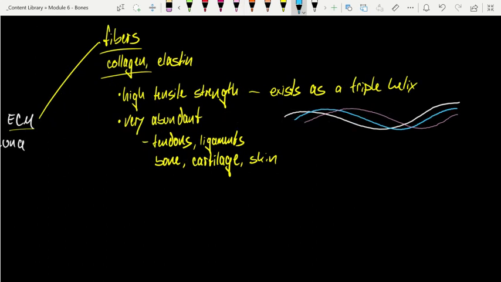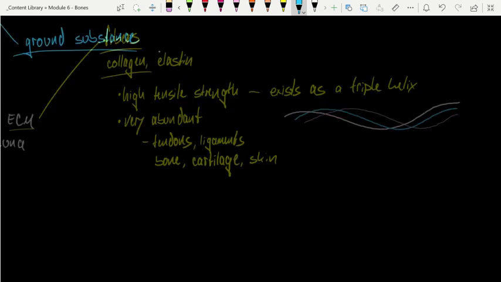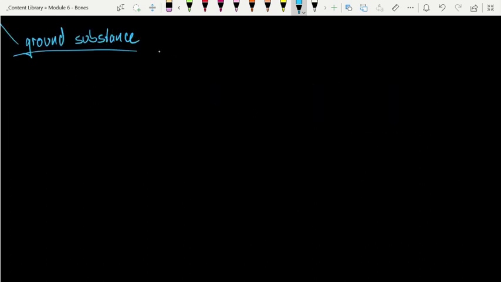Okay, the other part of this extracellular matrix that we discussed was called ground substance, so let's take a look at that. The easiest way to think about ground substance is one word: proteoglycan. Of course, maybe you're not familiar with that word, but we can easily break this down into two different words: proteo and glycan. So what is this? This is simply protein plus sugar.